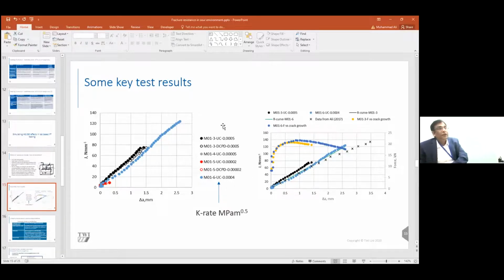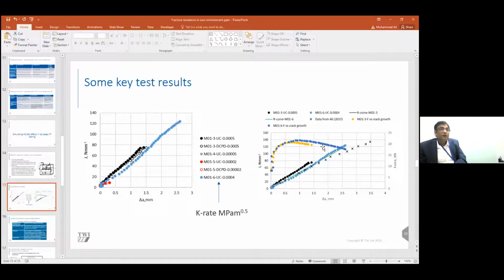The tests were carried out at loading rates, which we often measure as K rate, or the rate of change of applied stress intensity factor, in megapascal root meter per second. The loading rates we used were about 5,000 times to 50,000 times slower than the loading rates we normally use when we test in air. So that can also tell us how time consuming a fracture toughness test program in environment could be.